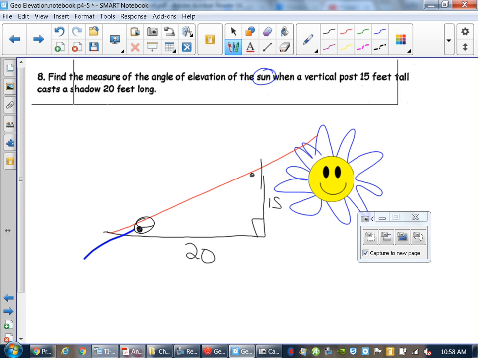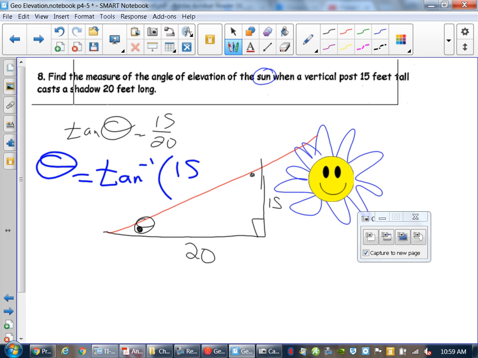Line of sight looking up is your angle of elevation. So if I'm at that angle, I have two side lengths, a 15 and a 20. What are they in relationship? I'll use tangent, but what's 15 according to this? Opposite. I don't have theta, I have to solve for theta, which means I have to use my inverse. So theta is the inverse tangent of 15 over 20.